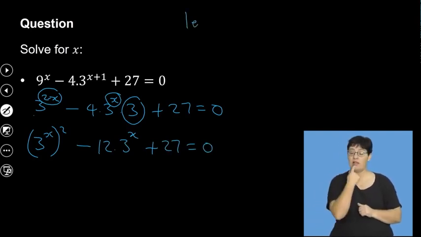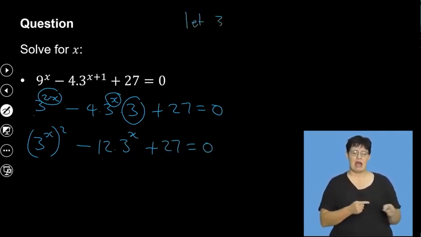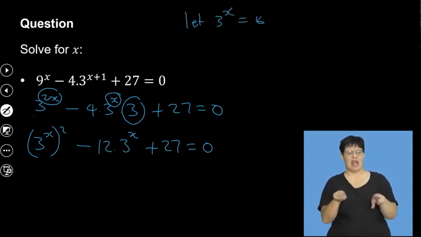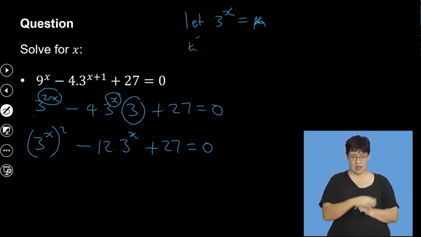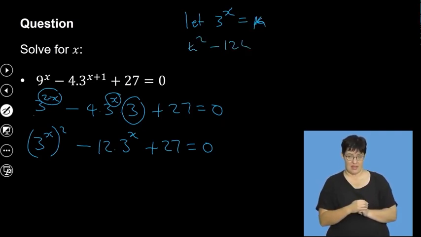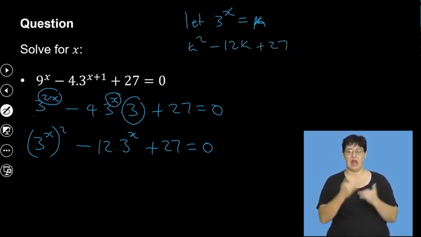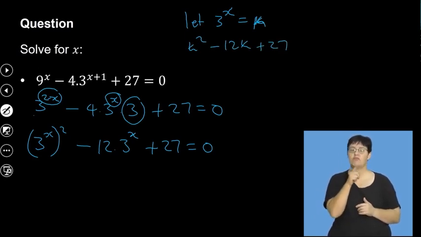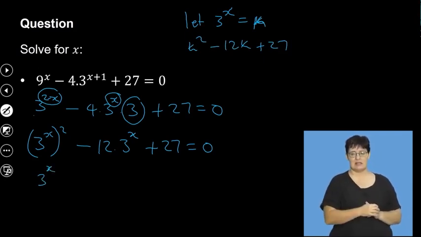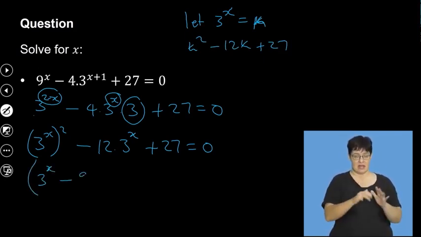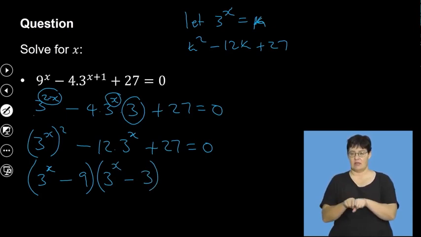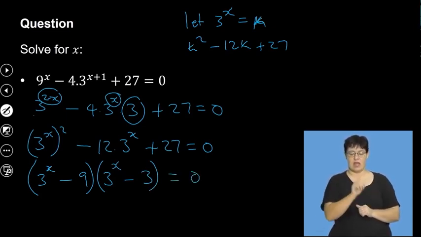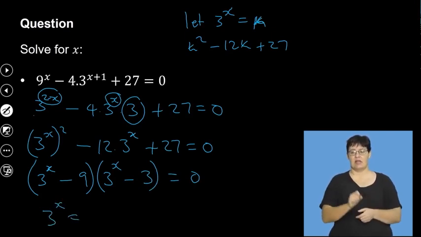And then I said if you do not know what to do, you can say let 3 to the x equal k. If you let this be equal to k, this will be k squared minus 12k plus 27. You can now factorize this, right? To factorize this, it will be 9 and 3. So this will be 3 to the exponent of x minus 9 into 3 to the exponent of x minus 3, equal to 0. And therefore, 3 to the exponent of x equals 3 squared.